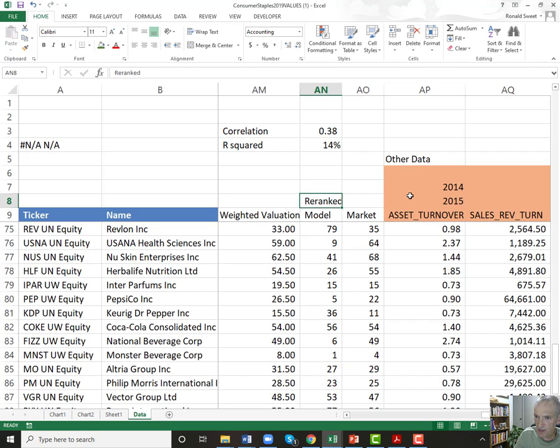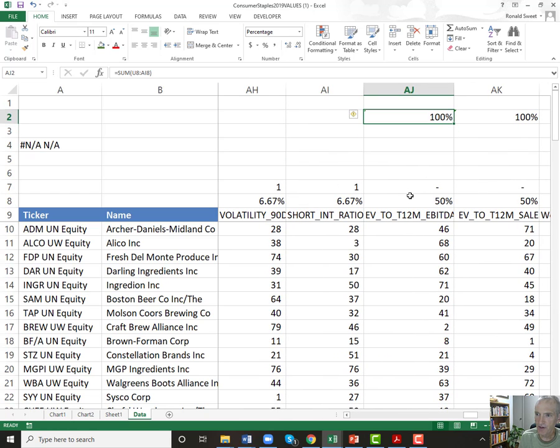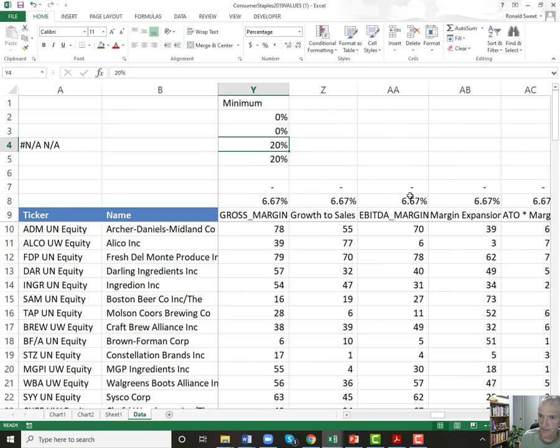The problem with this model, though, is it has an R-squared of 14%, which means all the factors I brought in only explain 14% of the variability in relative values. So I wonder if I can get that higher. Right now I've got equal weight all the way across. My fundamental and risk factors add up to 100%, and my relative values add up to 100%.